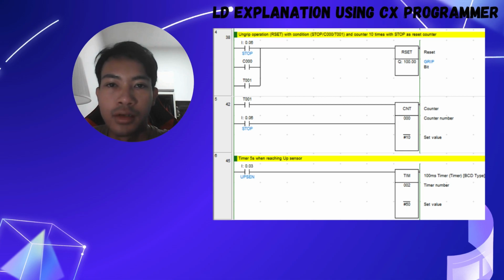And the last rung is the timer when the arm is at the right position and up position. It will wait for 5 seconds before going to the left position or initial position. The timer is T002. Okay, that's all for the explanation of the ladder diagram. Thank you.